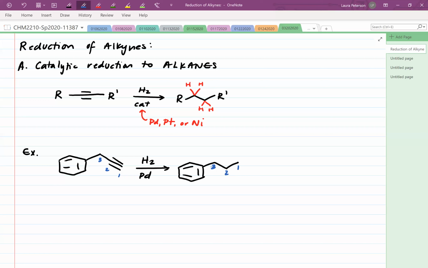And so we can see this 3-carbon chain alkane. And notice how we're not affecting benzene. That was true of all the reactions of alkenes, and it's still true of the reactions of alkynes.